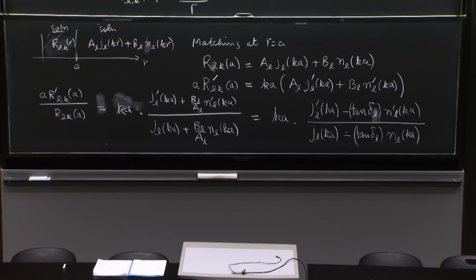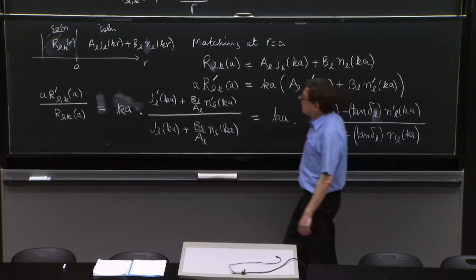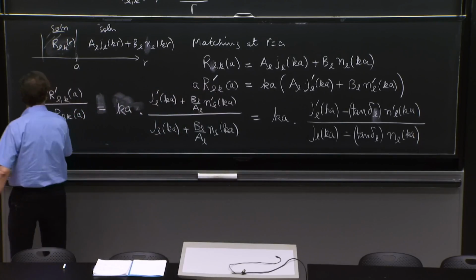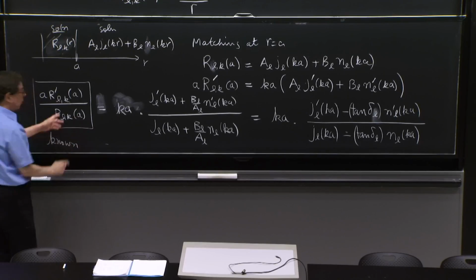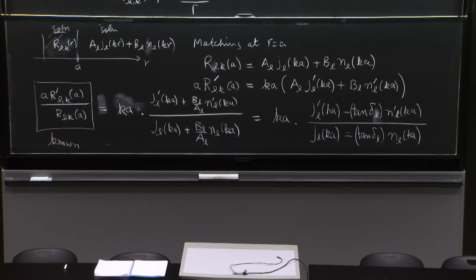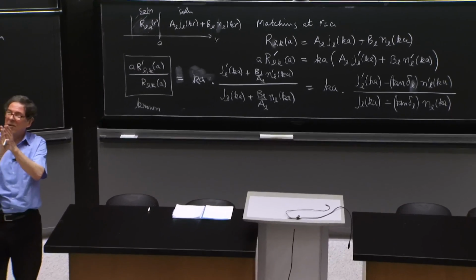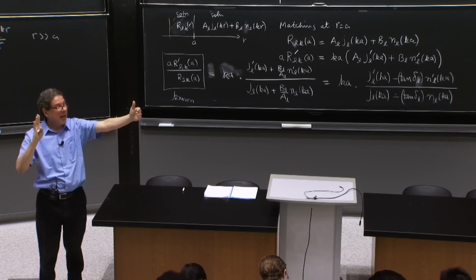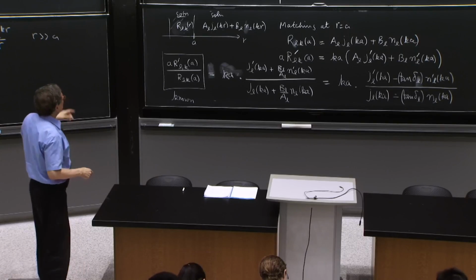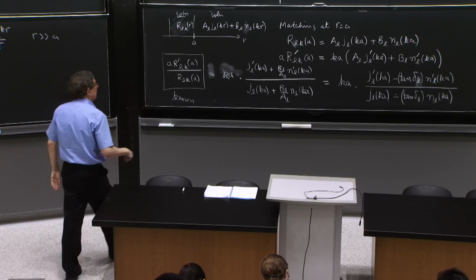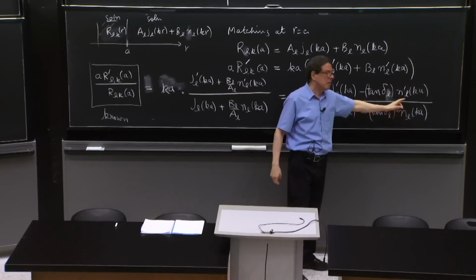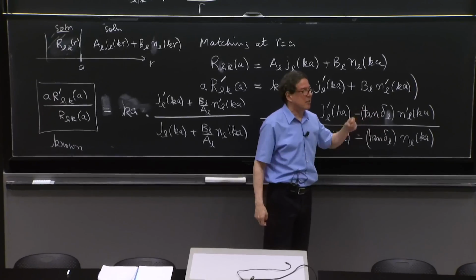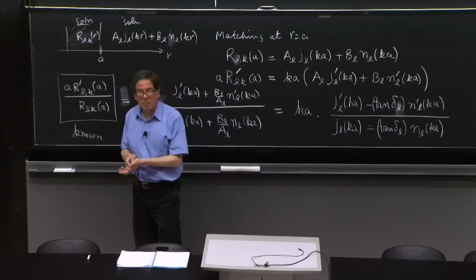Okay, that's it. Actually, we've solved the problem. Why? Because this number is supposed to be known, because you've solved the Schrödinger equation from r equals 0 to r equal a. It's completely solved, so that number is known. The spherical Bessel functions are known. And all you need to find is tangent delta, and that equation determines it.